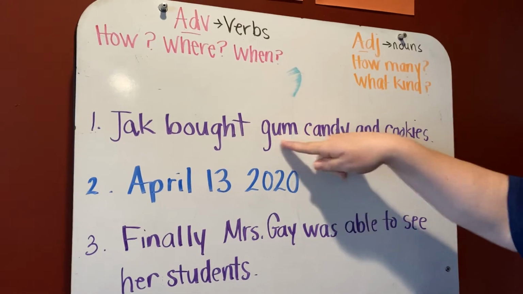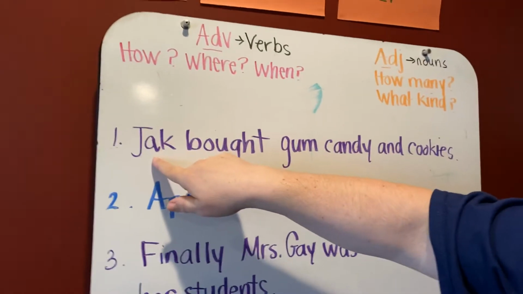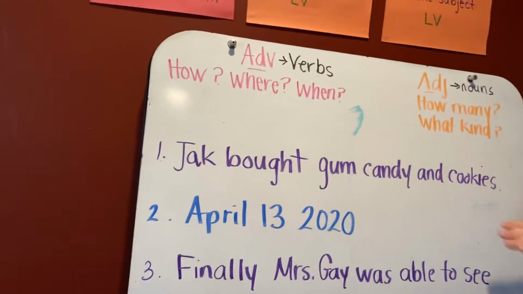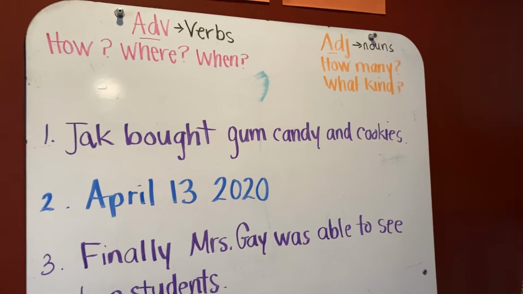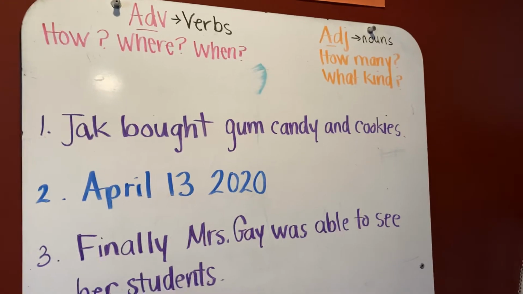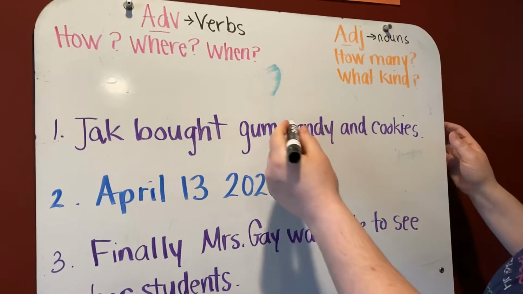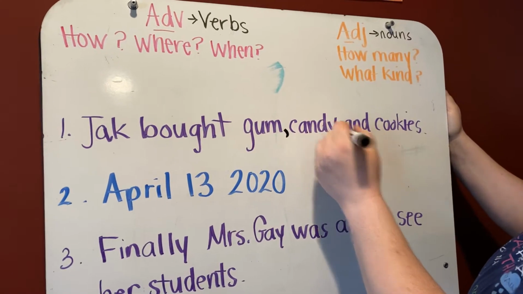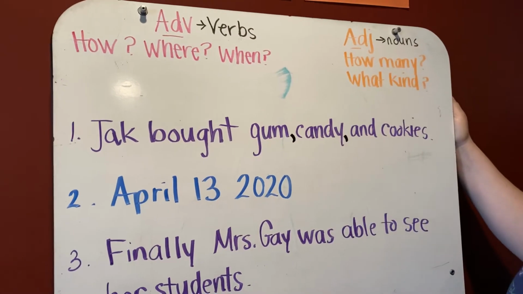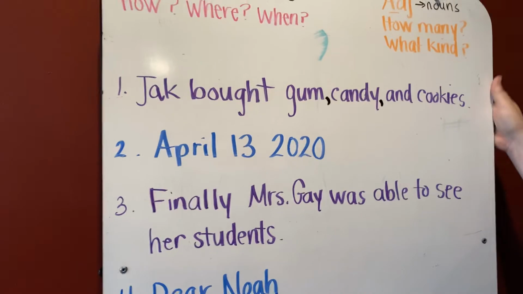Okay, so this is a list of things that Jack bought. And when it's listed like this, it can be a little confusing and a little hard to read. So when there is a series of things, we're going to use commas after each one. Gum, comma, candy, comma, and cookies. Okay? So we use commas in a series.